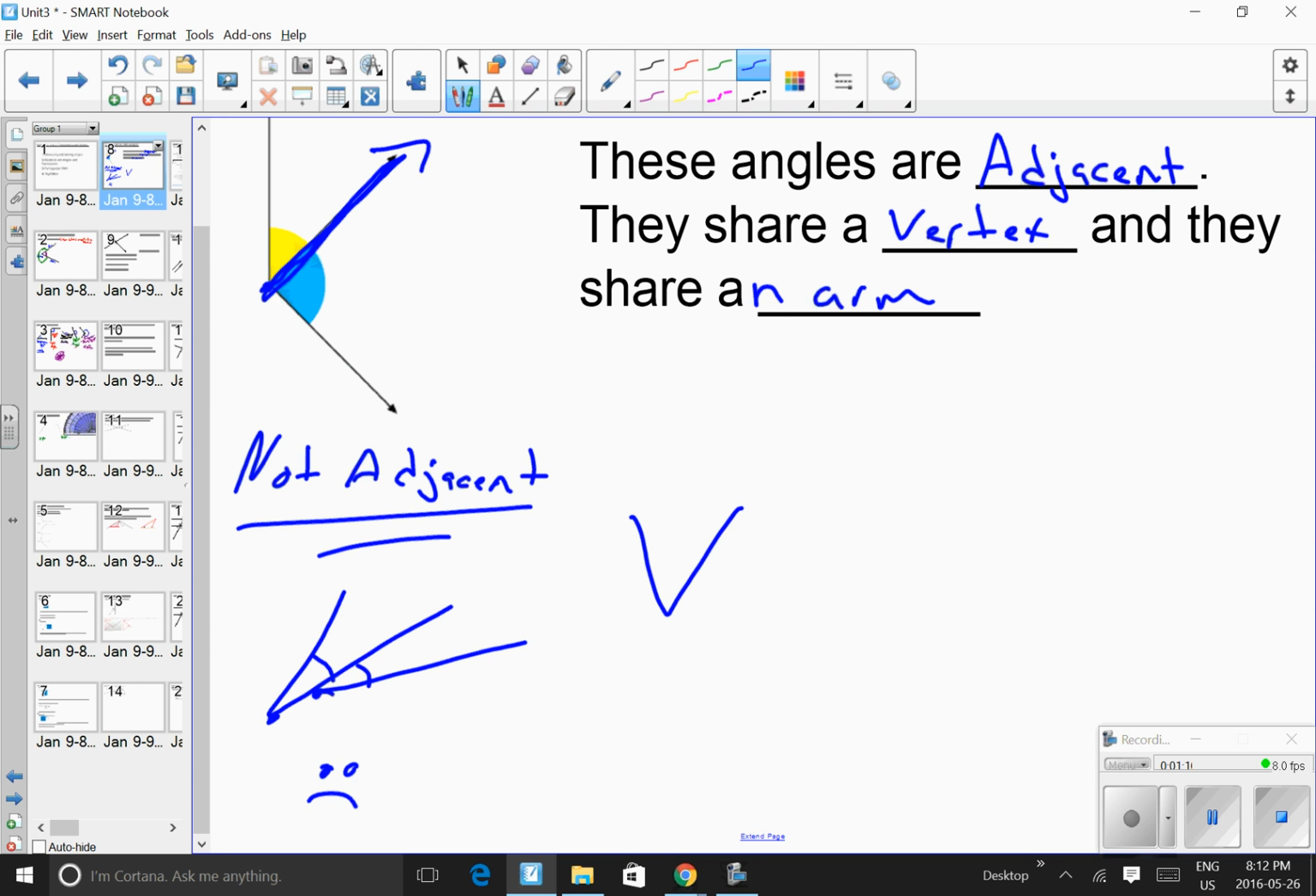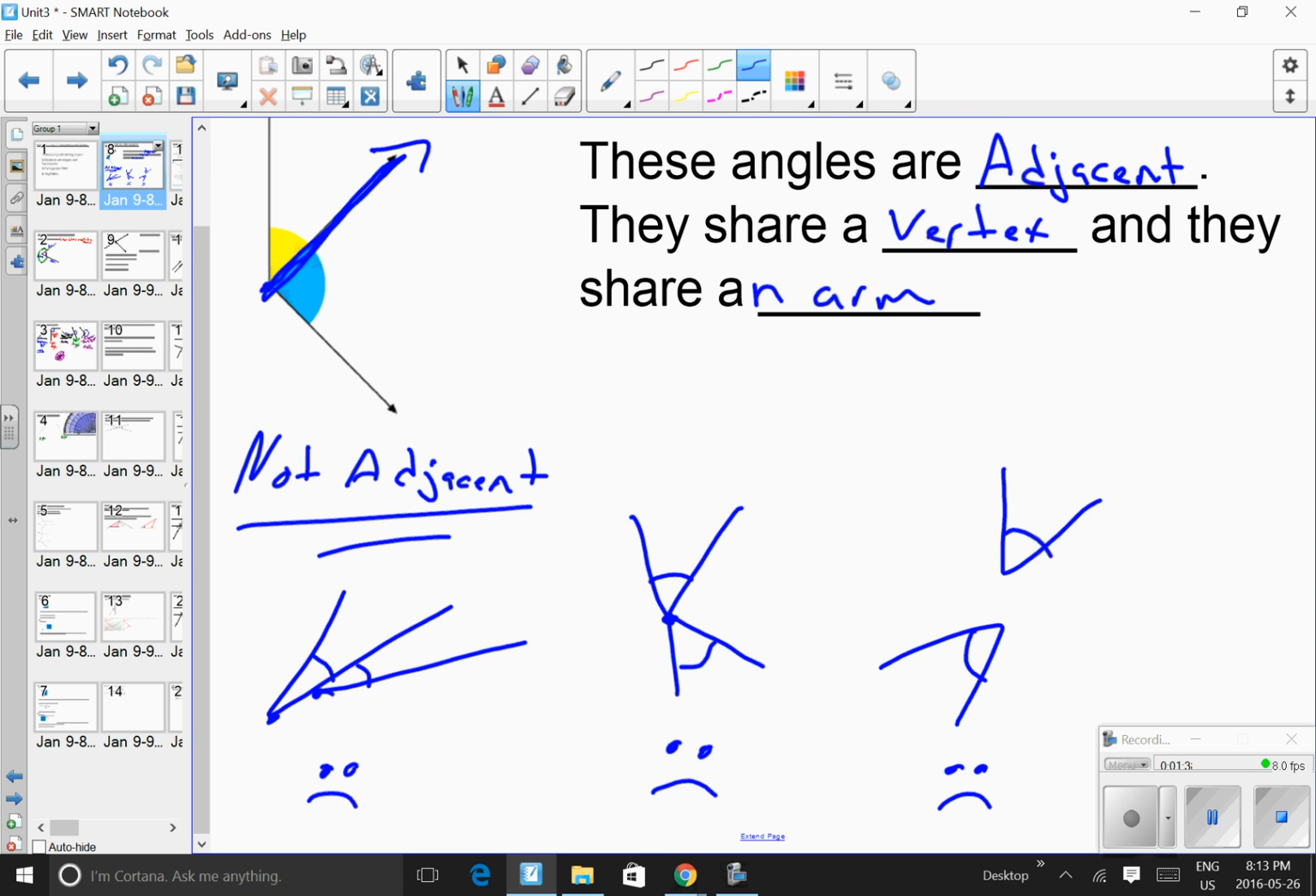I could have two angles like this. They share a vertex, but they don't share an arm. So those are not adjacent. And finally, if I have two angles that are just chilling like this, they have nothing in common. They're not sharing a vertex or an arm, so these are not adjacent.